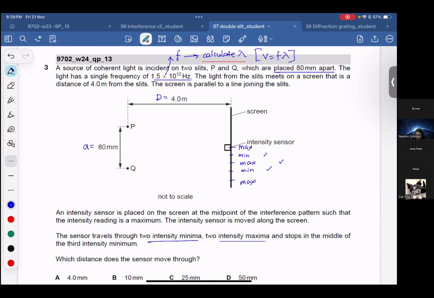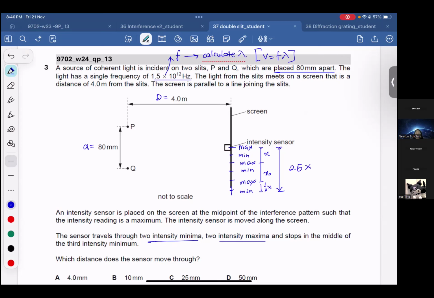Where does it stop? It stops in the middle of the third minimum. So it stops somewhere here. Like this, 1, 2. It passes through two intensity minima and two maxima, and at the end stops at the center of the third minima. How many x? Maxima to maxima is called x. Then going to another maxima is another x. But going to a minima means half x. In total, it is 2.5x.